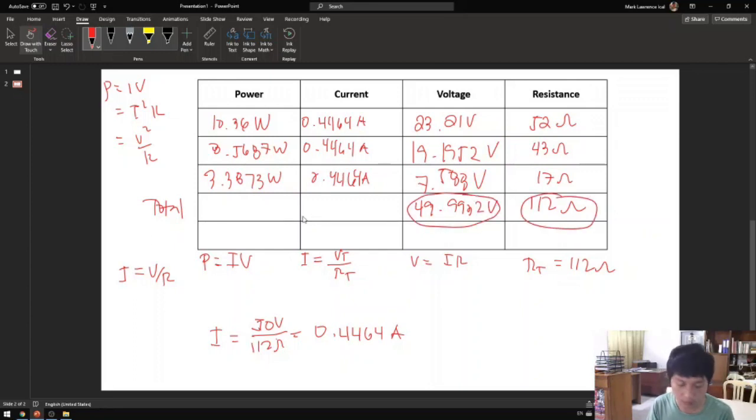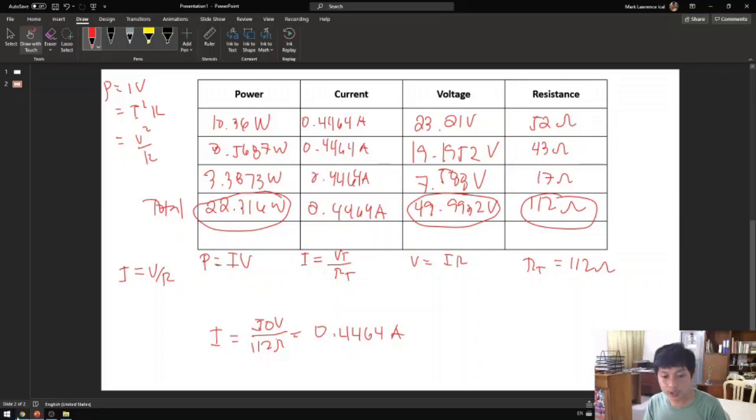For the current, we're not going to total them, because the current in a series circuit is the same. So you have the same current, 0.4464 amps. How about the power? We have 10.36 plus 8.56 plus 3.3873, which is 22.316 watts. This is the total power.